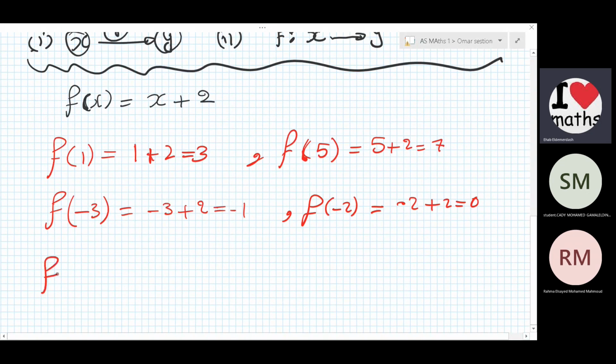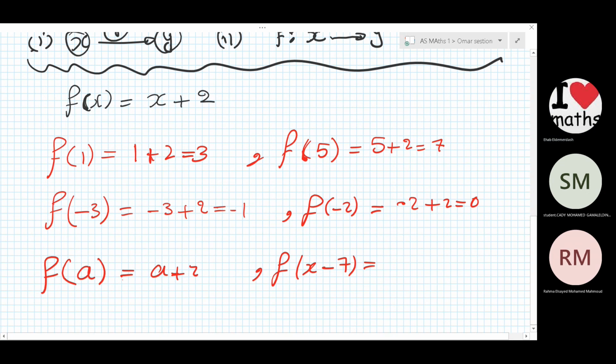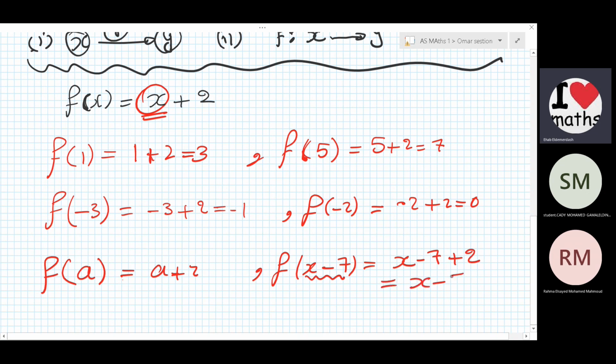Let me say I need you to find f of a, meaning f of anything. What will be the answer? a plus 2, right. If I said I need f of x minus 7, who can tell me what it will be? It is x minus 5. Where did we get it from? We just replaced x by x minus 7, so x minus 7 is the replacement of x, and then I increase it by 2. So the answer will be x minus 5.